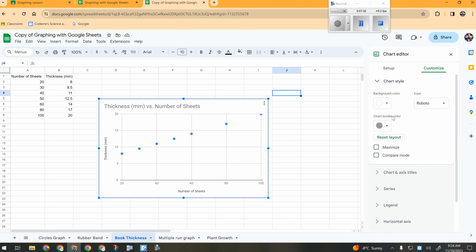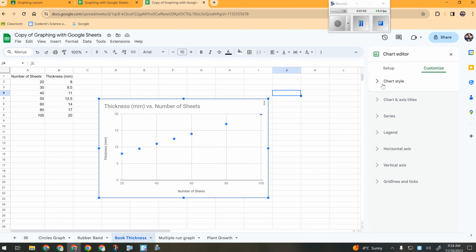Okay, so you could have your chart style. Okay, you could pick different colors for the borders. You can change the font. Okay, change the background color. Okay, but we don't really need to do that, so we're not going to mess with that.